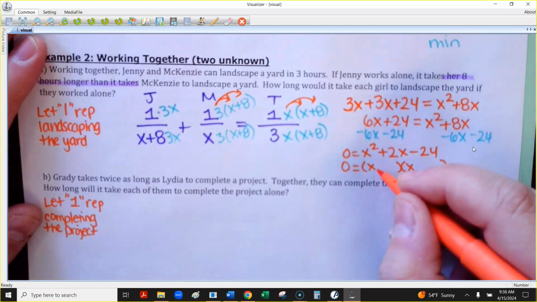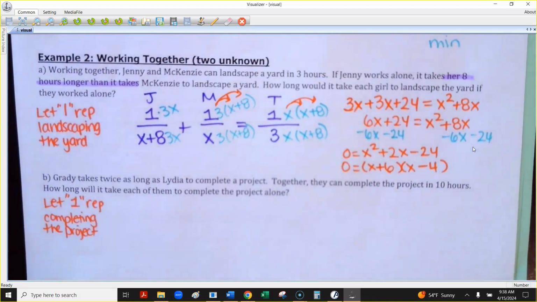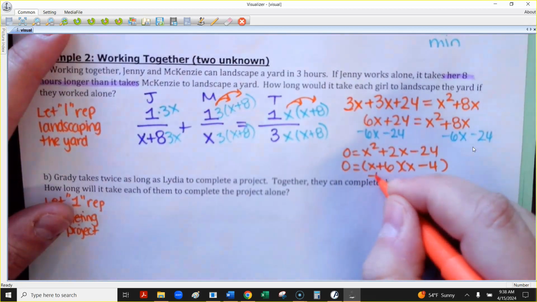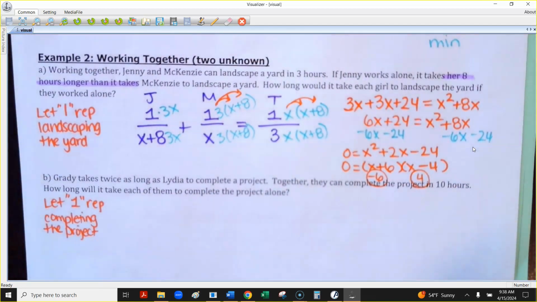6 positive and 4 is negative. Doesn't matter which one comes first or second. Now my actual answers there would be negative 6 and positive 4. Are we going to use both answers? No, right? We can't have a negative time, so I don't want to use the negative 6. That's not going to be helpful.